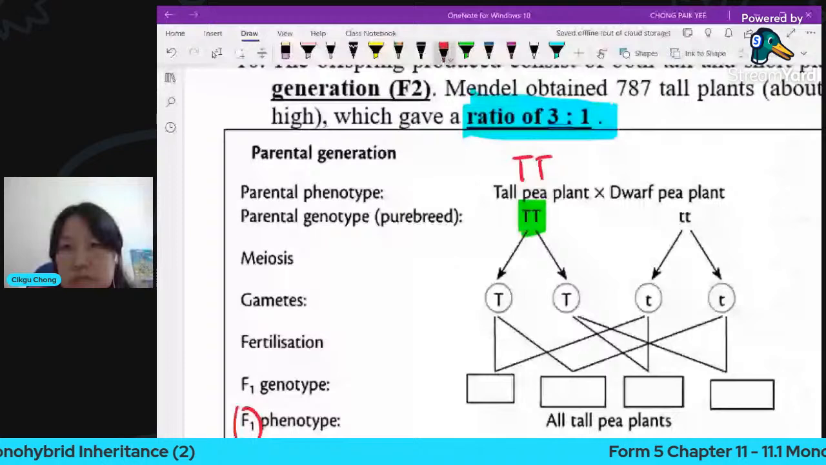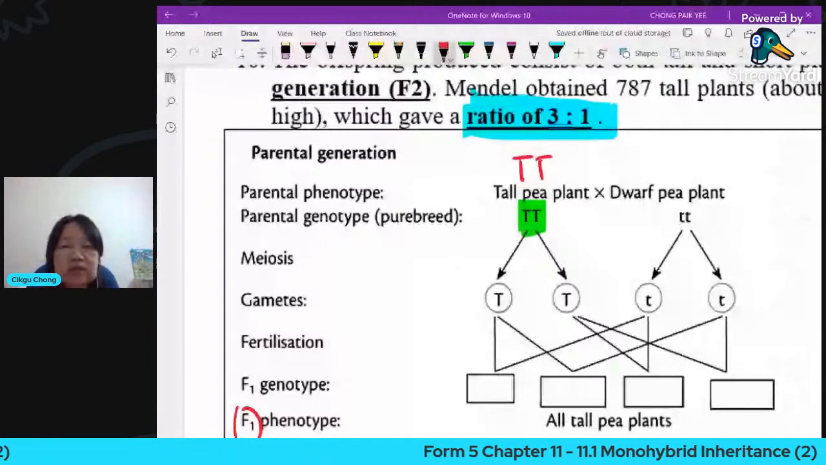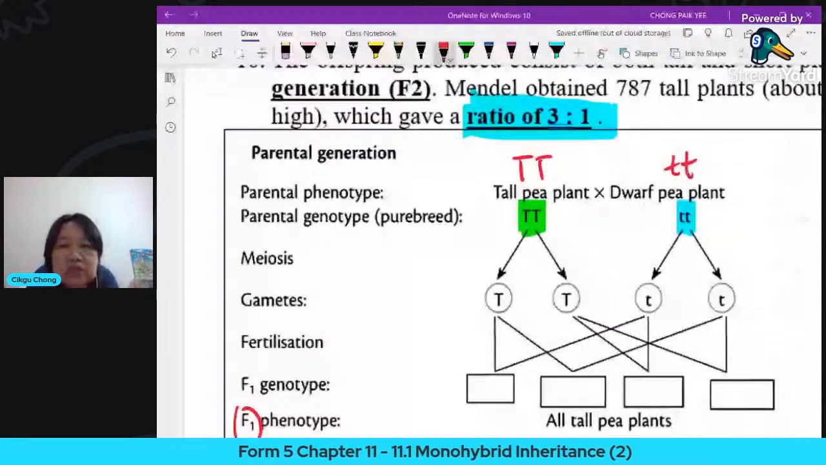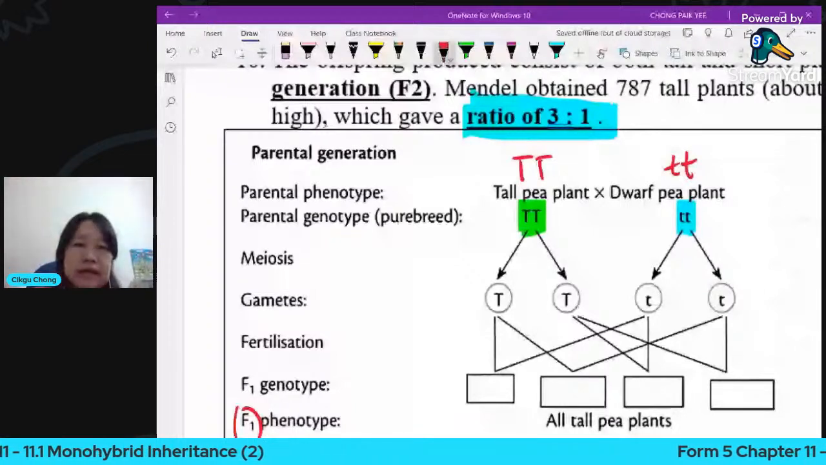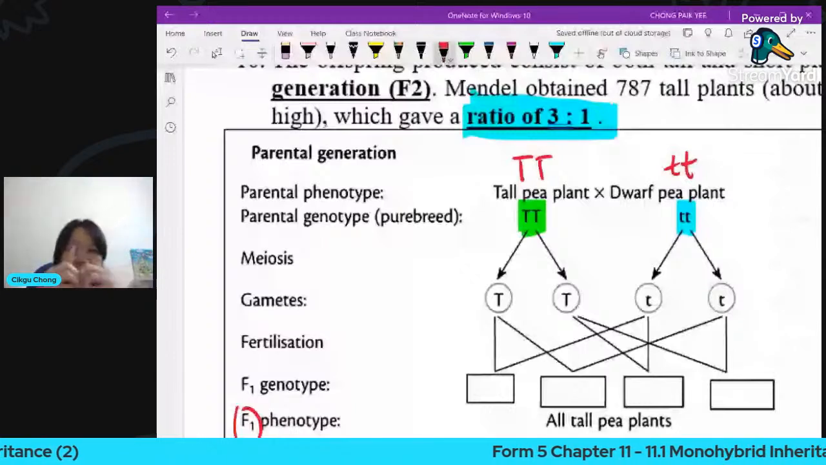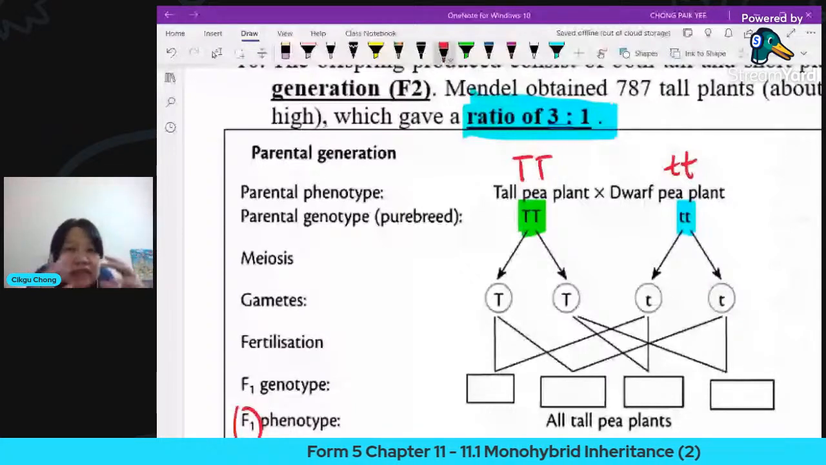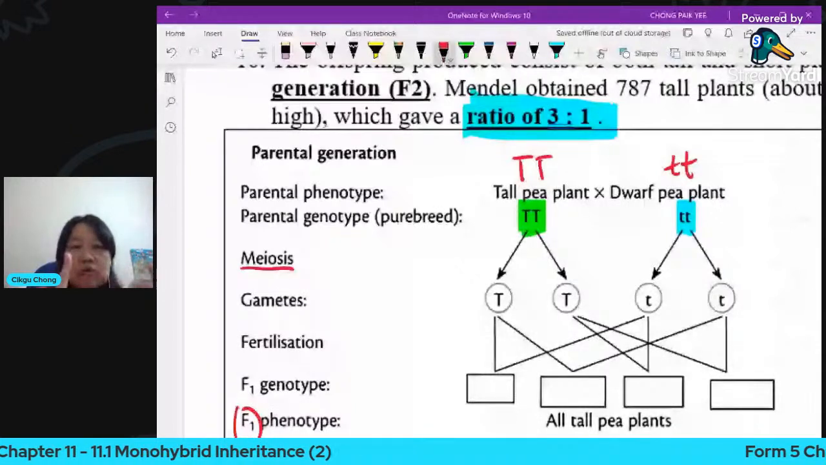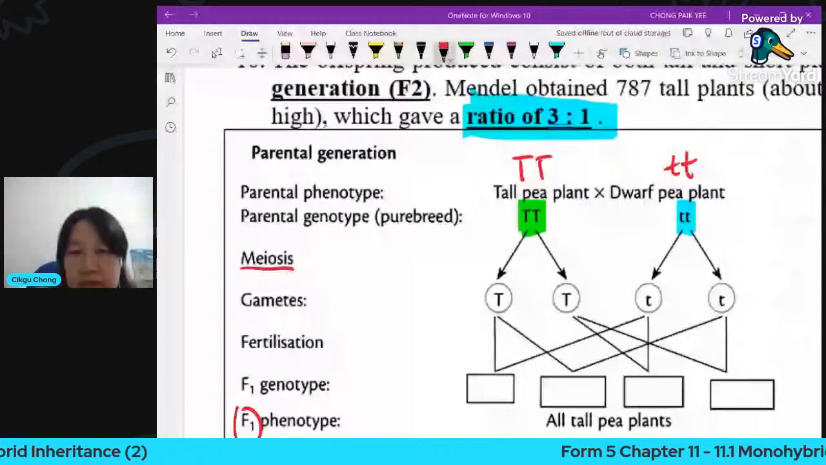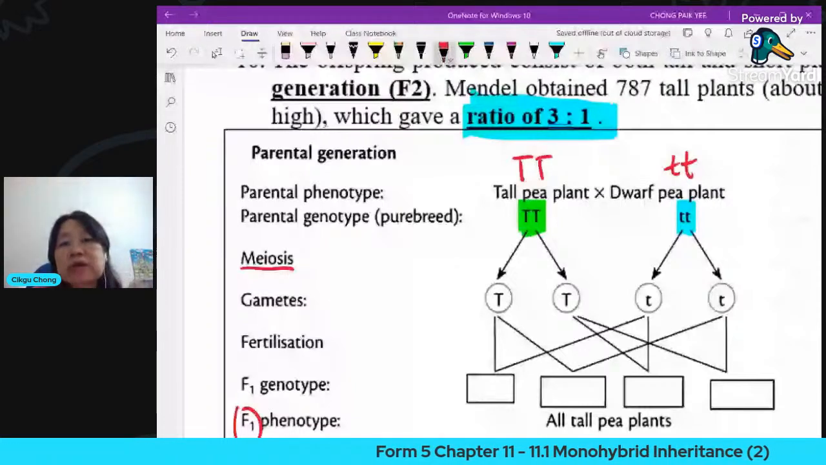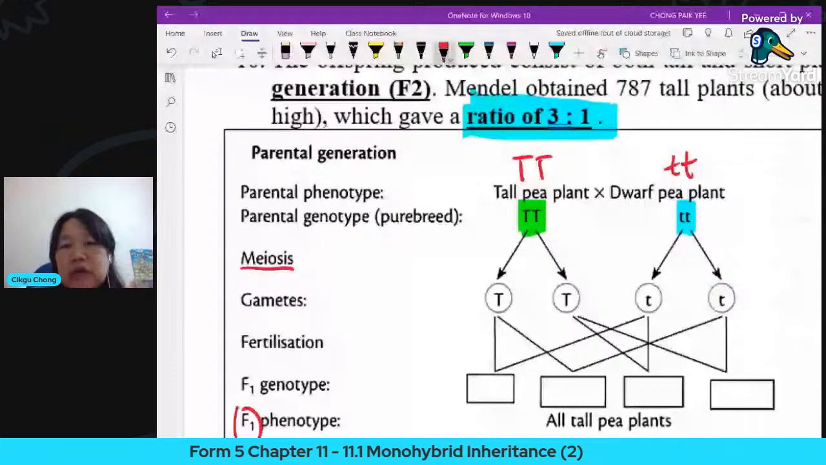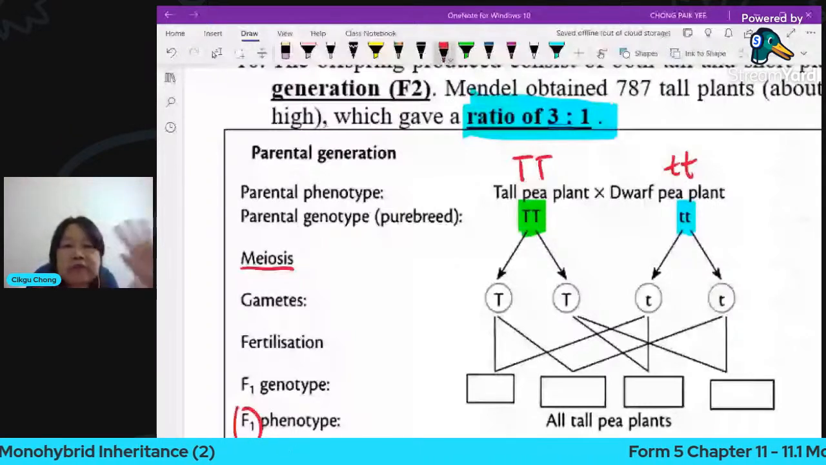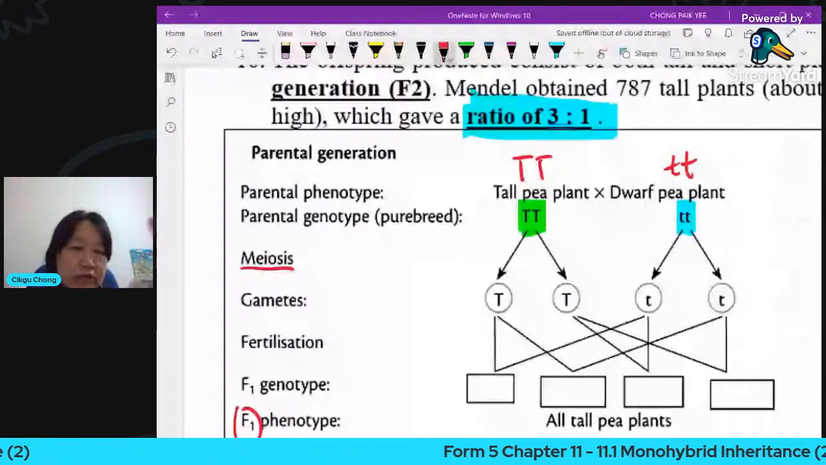Okay, so capital T crosses with small t. One is a tall plant, one is a short plant. Now, during meiosis, when you form gametes, correct? Mendel said only one allele can be carried by the gamete. So when you draw your gamete, it takes only one. It cannot take two capital T. So the other gamete will take the other capital T. So 50% of the gametes will be taking this allele, and another 50% will be taking this allele.